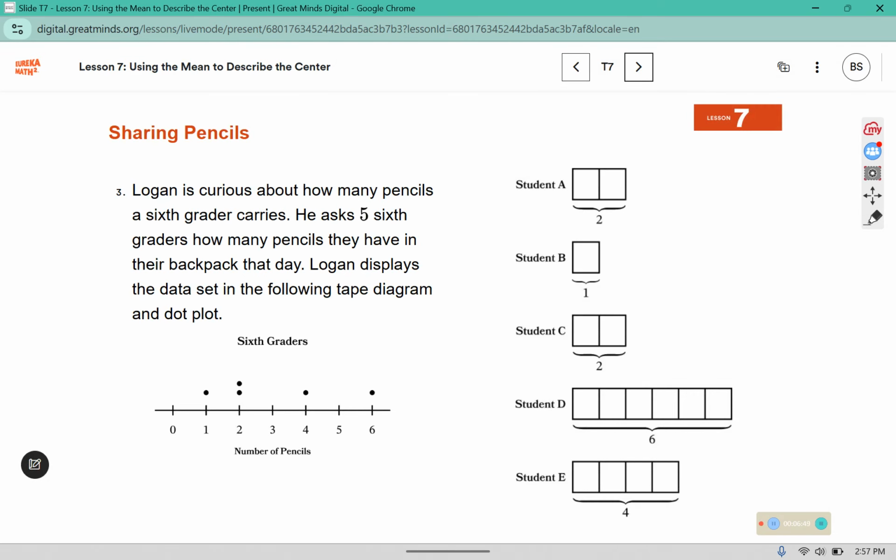Logan is curious about how many pencils a 6th grader carries. He asks 5 6th graders how many pencils they have in their backpack that day. Logan displays the data set in the following tape diagram and dot plot. So you can see here there are 2 students with 2, 1 student with 1, 1 student with 4, and 1 student with 6.